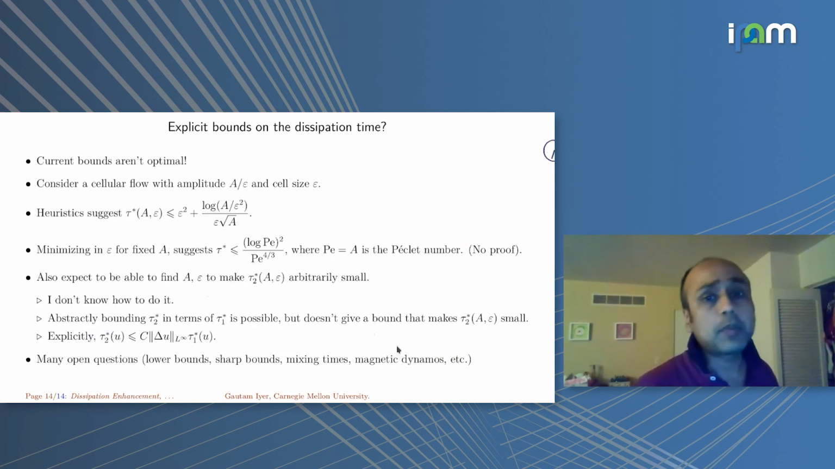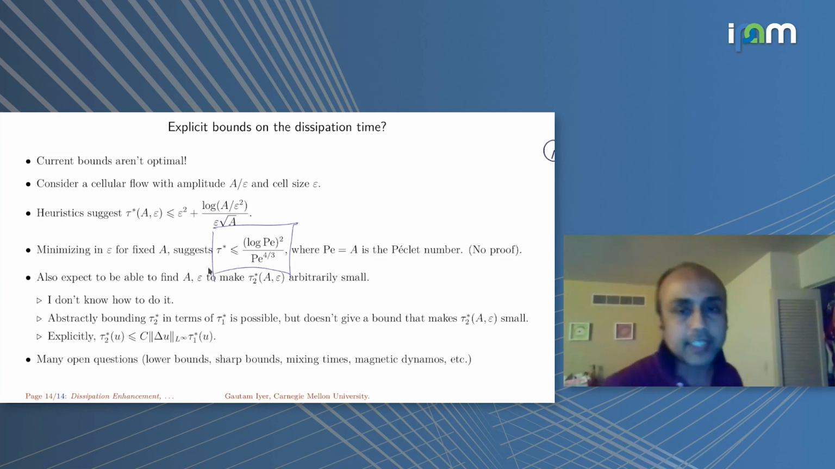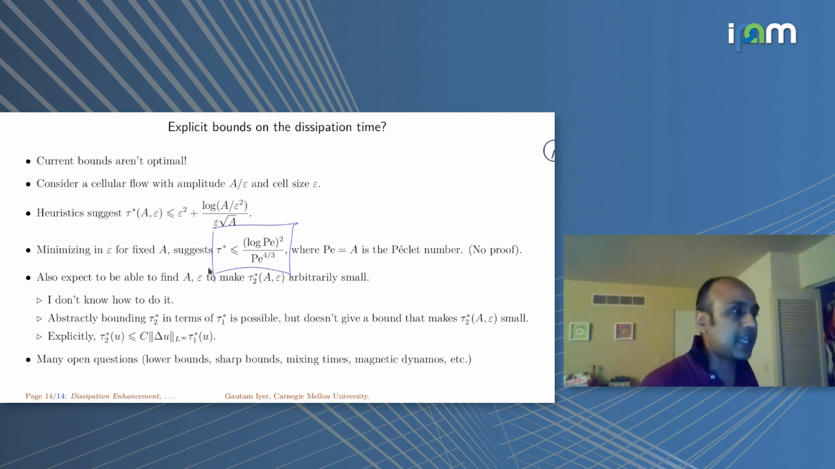I think the bound is much better. I think actually if you take a cellular flow and write it in terms of the Peclet number, the dissipation time is bounded by 1 over Peclet number raised to 4 over 3. I can tell you where the scaling comes from. I cannot prove it.